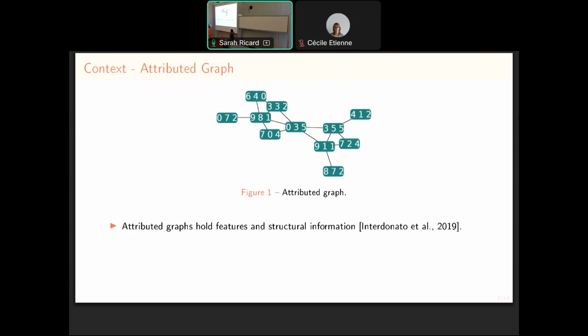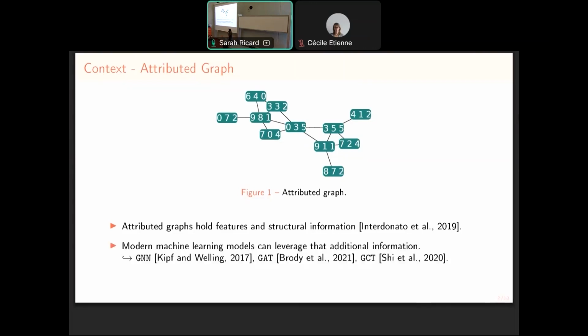And we can see some numbers, in this case, on top of the nodes. These are the attributes of the nodes that we are considering. This could be, for example, the age, if we talk about users. This can be atom properties if we talk about molecules. And what is cool is that machine learning models can leverage the additional structural information of graphs through graph neural networks, or more recently, graph transformers, graph convolutional transformers, and others.